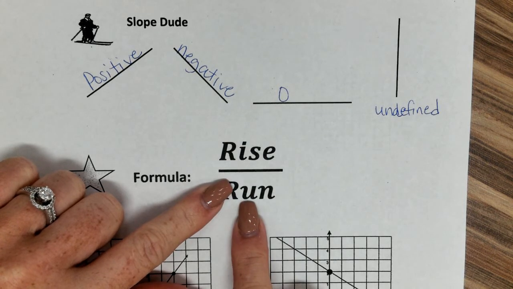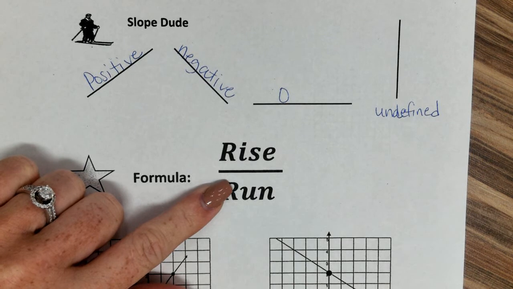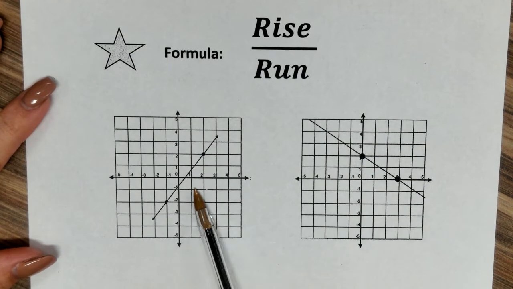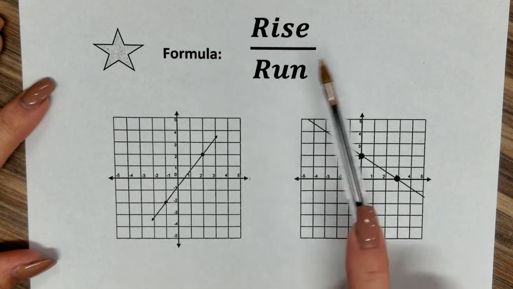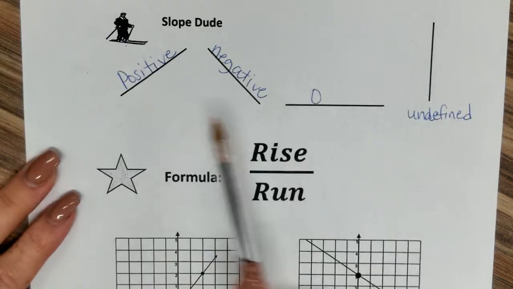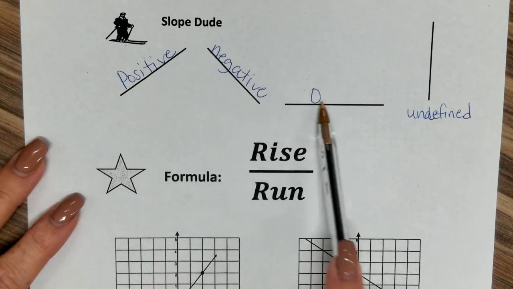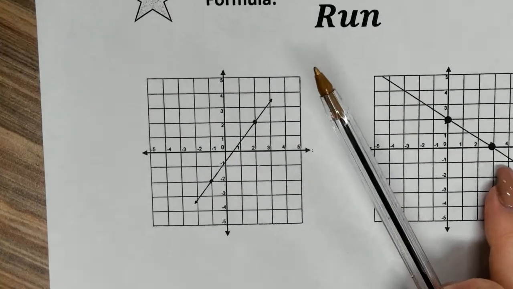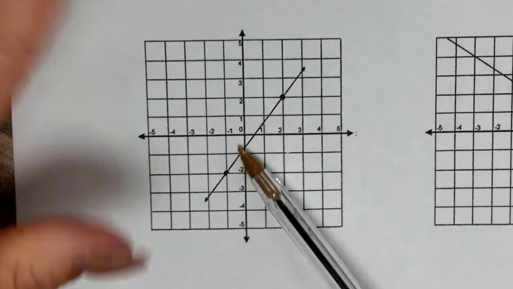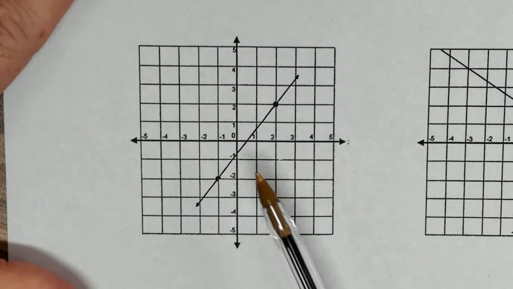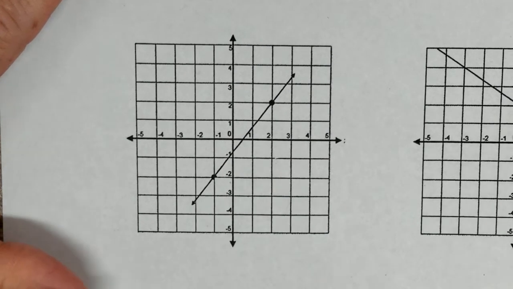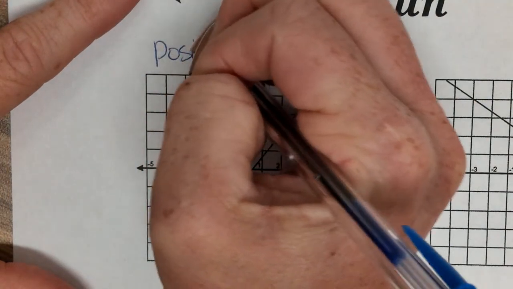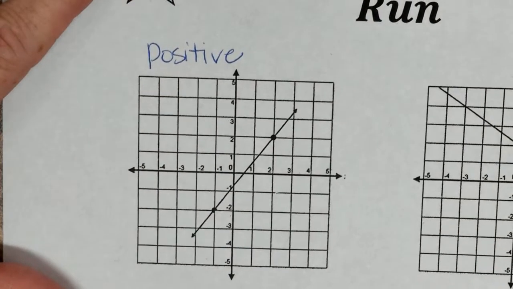So everybody's sitting up and paying attention. We're going to find the slope of these two graphs by using rise over run and knowing if it's positive, negative, zero, or undefined. So everybody look at the first example. What kind of slope is this? Positive, negative, zero, undefined? Positive. Okay, so I know my answer is going to be positive. Everybody should be writing that.